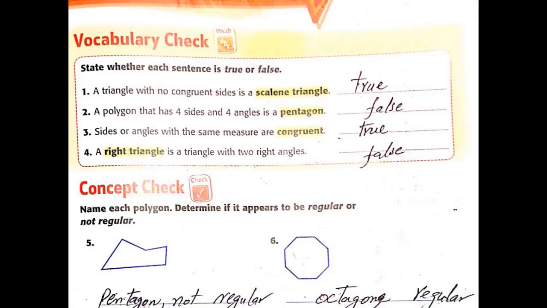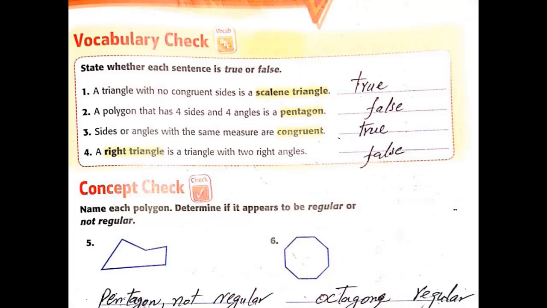Next, concept check. Name each polygon. Determine if it appears to be regular or not regular. Number 5. Pentagon. Check how many sides are there. 1, 2, 3, 4, 5 sides. The figure having 5 sides is called pentagon, and all sides are not equal, so we'll write not regular. If all sides are equal, it will be regular.